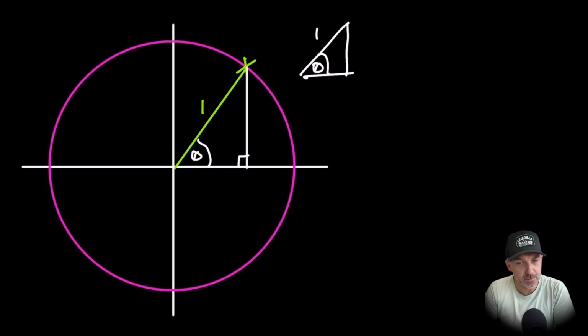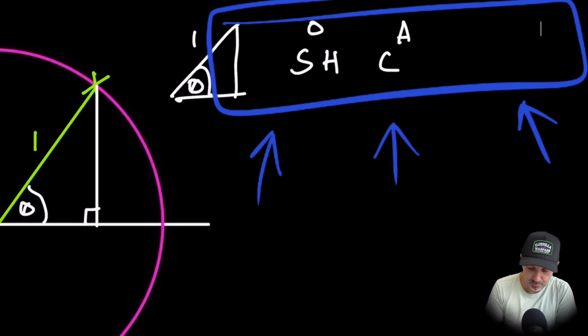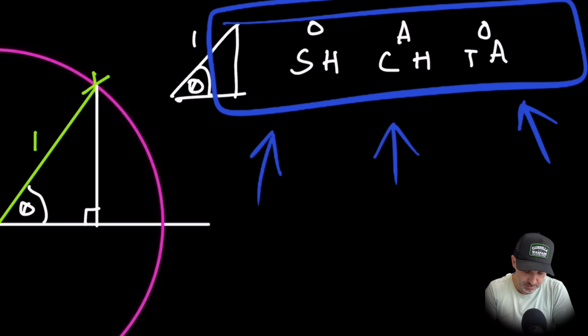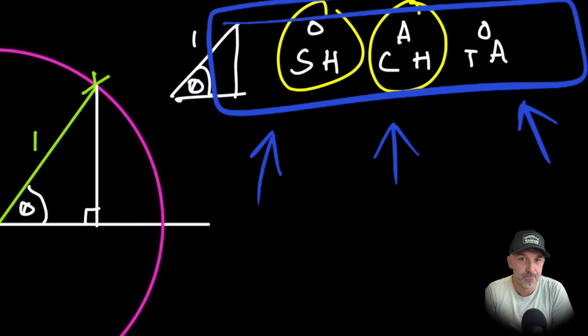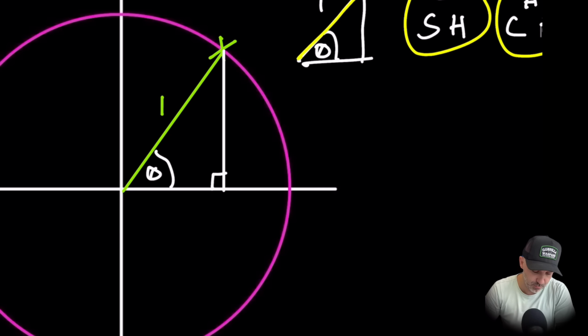Now, if you're working with the right-angled trig formulae, SOHCAHTOA, the ones I'm interested in are the ones with h, so this one and this one. Now, h is going to be 1 in all cases, because as we move around the circle, that h will always remain as 1.